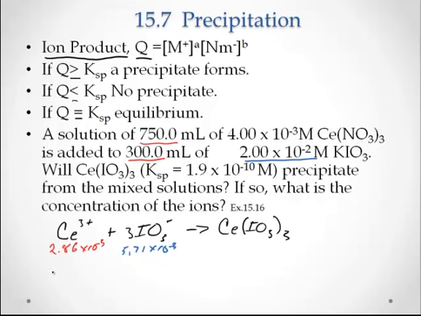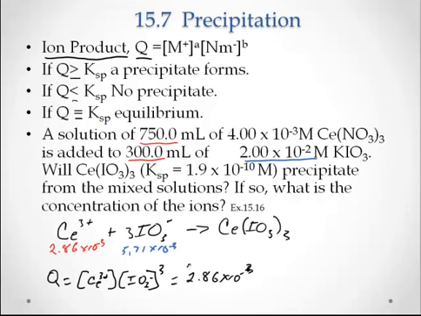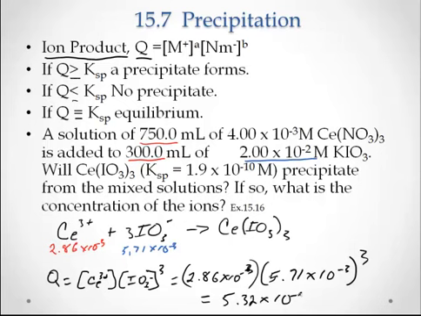Q equals the concentration of cerium times the concentration of iodate cubed. That's going to equal 2.86 times 10 to the minus third times 5.71 times 10 to the minus third cubed. When we work that out, we get a value of 5.32 times 10 to the negative 10th. So that's the value of Q.